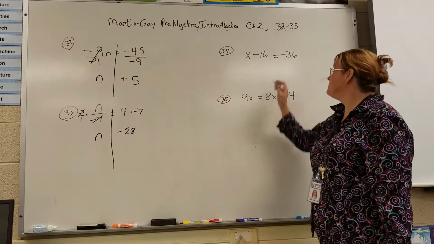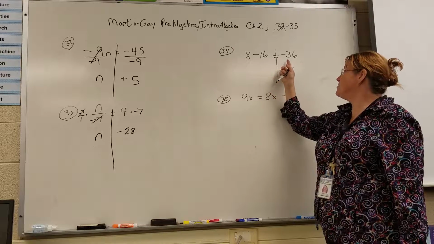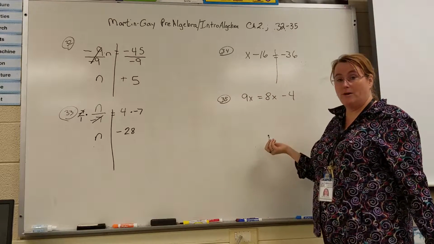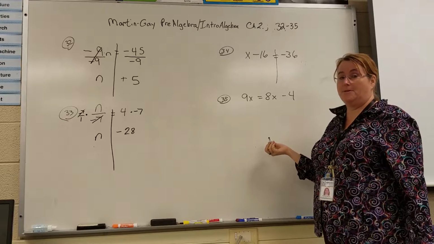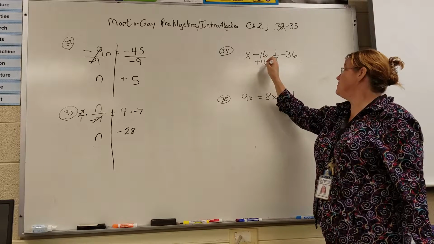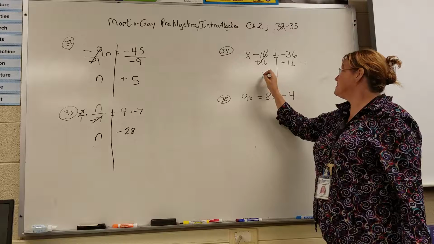Question 34. Here we have x take away 16 equals negative 36. Again, we want to keep x, so we want to get rid of minus 16. The opposite of minus is plus. So we add 16 to both sides, and that leaves us x.